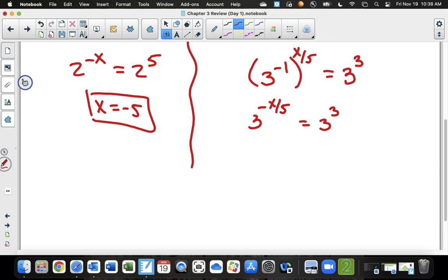And once the bases are the same, now you can focus just on the exponents. That means the exponents have to be equal. Negative x over 5 has to equal 3 in order for those two to be equal. And we solve from there. Multiply both sides by 5, which means x equals negative 15.